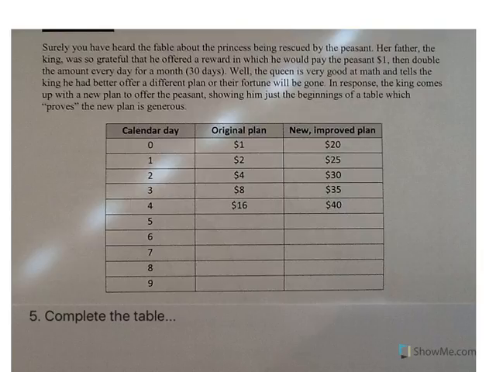Well, the queen is very good at math and tells him that he's an idiot and that he's going to give away all their money. So the king comes up with this new plan where he starts with $20. It seems better because it starts with more money. He gives him $5 additional every day.